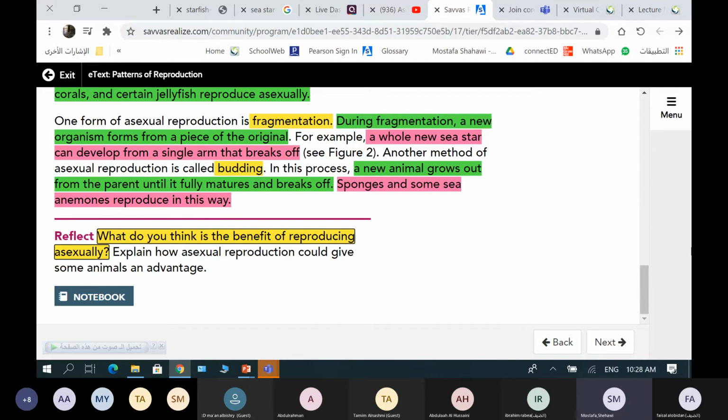What happens in asexual reproduction? If you don't know what the benefit is, you can mention what happens, and this would be a benefit. You don't think about benefit, think about what happens and mention it. I forgot, teacher. Abdurrahman, what happens in asexual reproduction, like fragmentation and budding? We produce new offspring that are what?